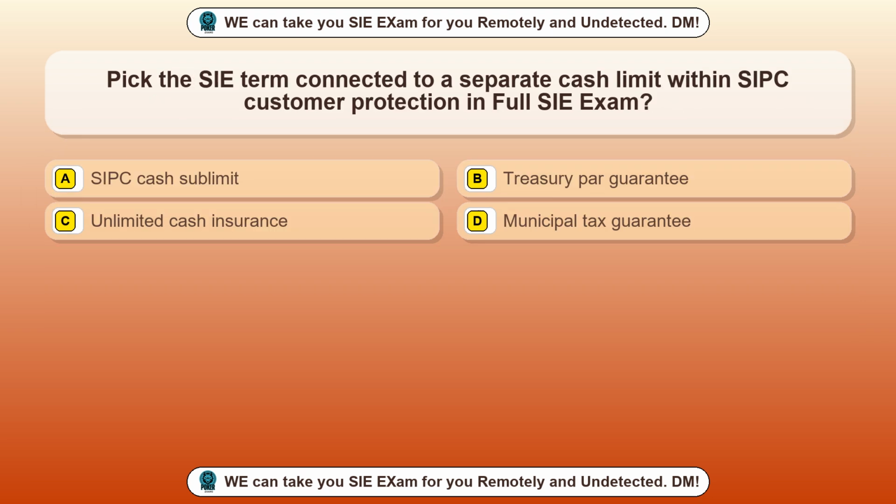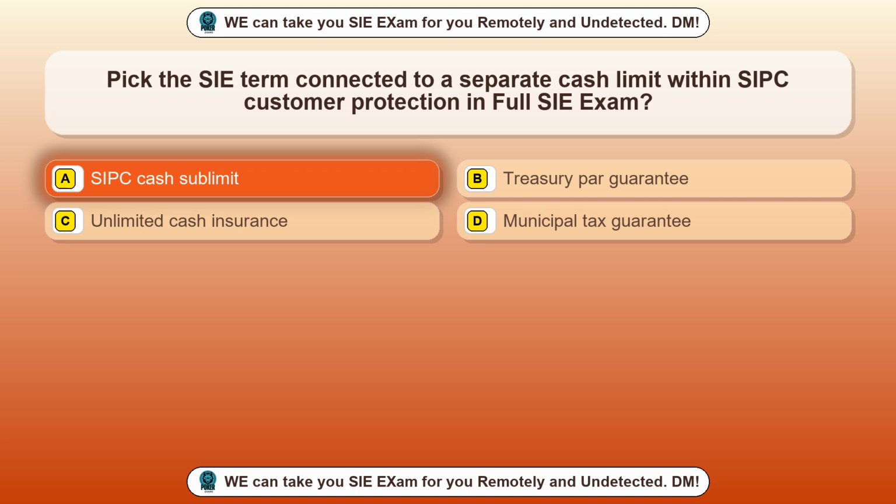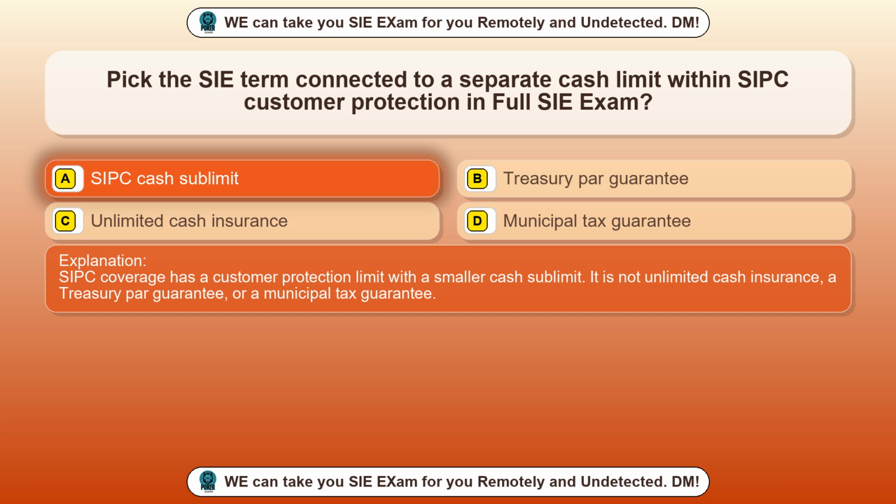Question 29. Pick the SIE term connected to a separate cash limit within SIPC customer protection and full SIE exam. Option A, SIPC cash sublimit. Option B, Treasury PAR guarantee. Option C, unlimited cash insurance. Option D, municipal tax guarantee. The correct answer is option A, SIPC cash sublimit. SIPC coverage has a customer protection limit with a smaller cash sublimit. It is not unlimited cash insurance, a Treasury PAR guarantee, or a municipal tax guarantee.